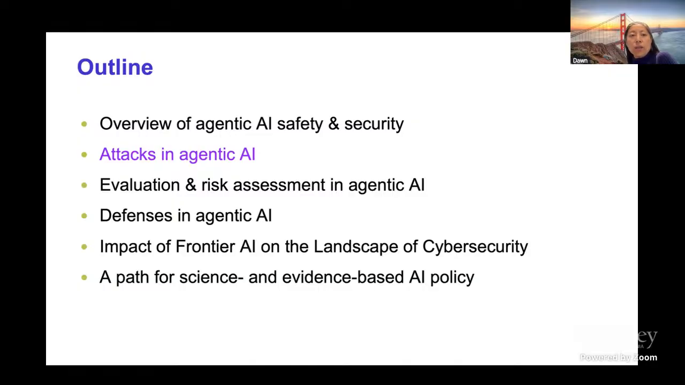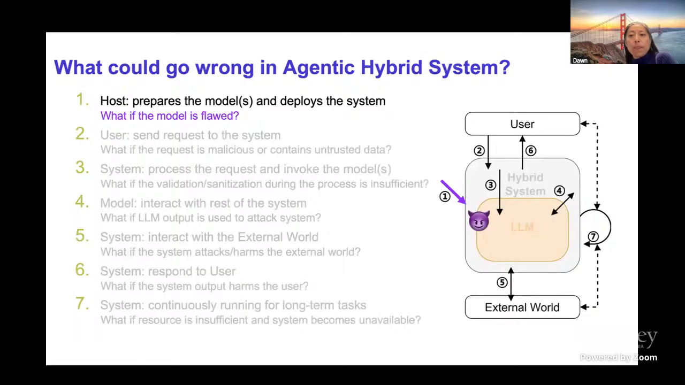So now let's go into more details to look at how these increased attack surfaces can manifest in different types of attacks in agentic AI. So first now, let's take a deeper dive, look at what could go wrong in agentic hybrid system. So again, let's follow the walkthrough that we did earlier through this hybrid system. And then we can look at each step, what could go wrong.